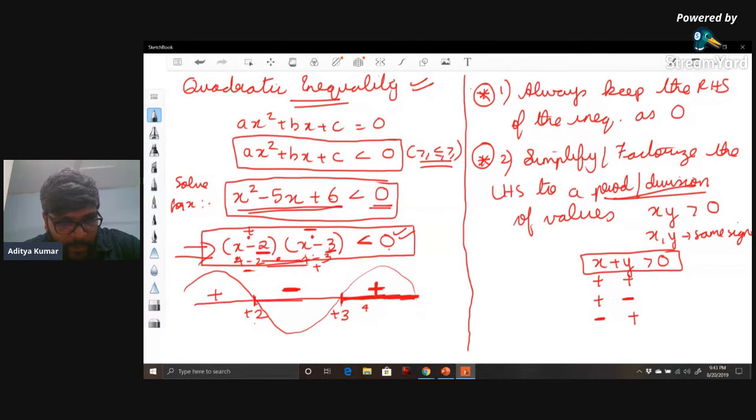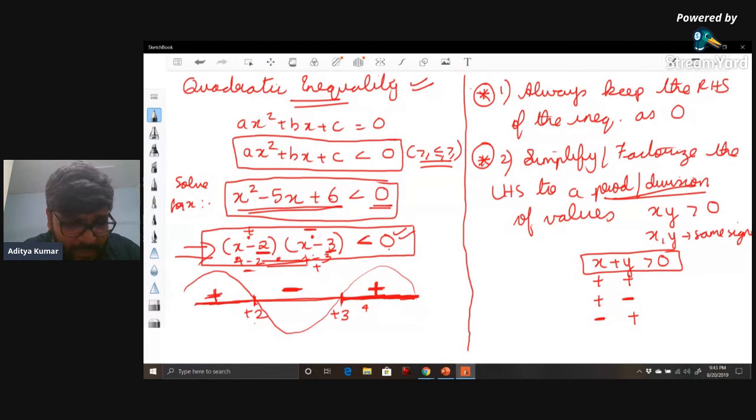But take a value in between 2 and 3, say 2.5. If I put 2.5 into the main equation, I'm going to get 0.5 here and minus 0.5 here. So it's one positive and one negative, so I'm putting negative. And then if I take something to the left of 2, say 1, and I put it in this equation, 1 minus 2 is negative, 1 minus 3 is negative. So negative and negative gives me positive.